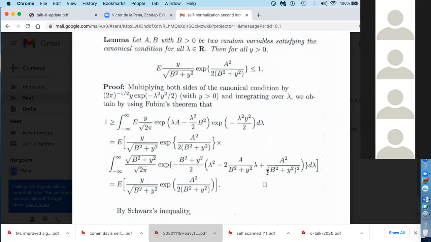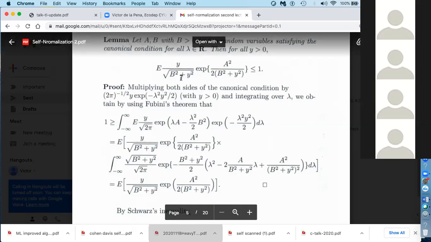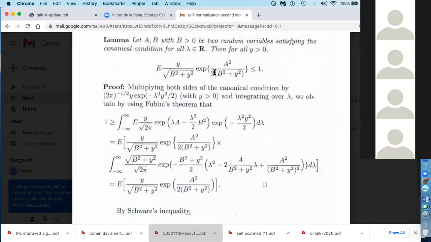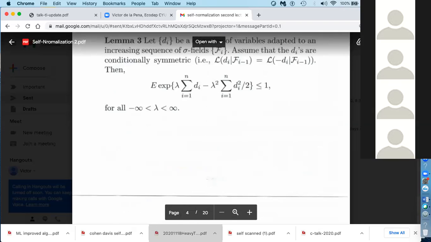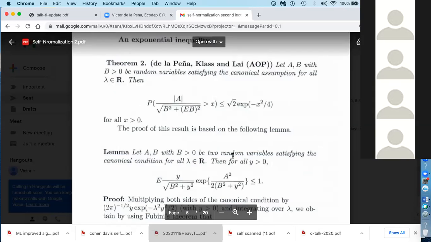Is there any question about this? So we have that this integral is 1, therefore the expected value of y over the square root of b squared plus y squared e to the a squared over 2b squared plus y squared is less than or equal to 1. So that proves the claim that I had made originally. You see, we have obtained an exponential bound on a function of a squared over b squared. This bound allows us, by using Cauchy-Schwarz, to get the appropriate bound that will give us the exponential inequality that I stated initially. So let me show you this.